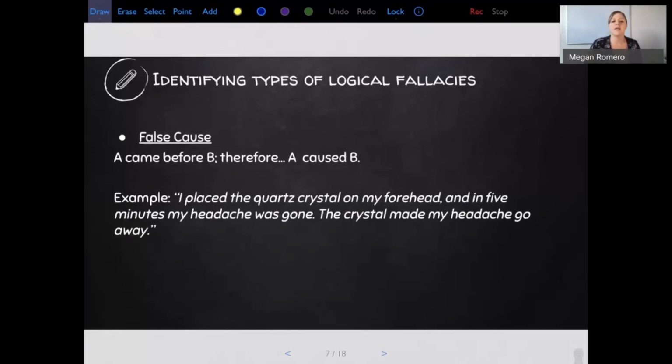Next, false cause. A came before B, therefore A caused B. Example, I placed the quartz crystal on my forehead and in 5 minutes my headache was gone. The crystal made my headache go away. So in this case, A, or what came first, is the quartz crystal, and what followed is the headache going away. Well, maybe when this person placed a crystal on their forehead, they relaxed for a few minutes and their headache went away. There's other things that are possible, but typically with a false cause, you can think of it as related to a superstition, if that helps you remember what it is.